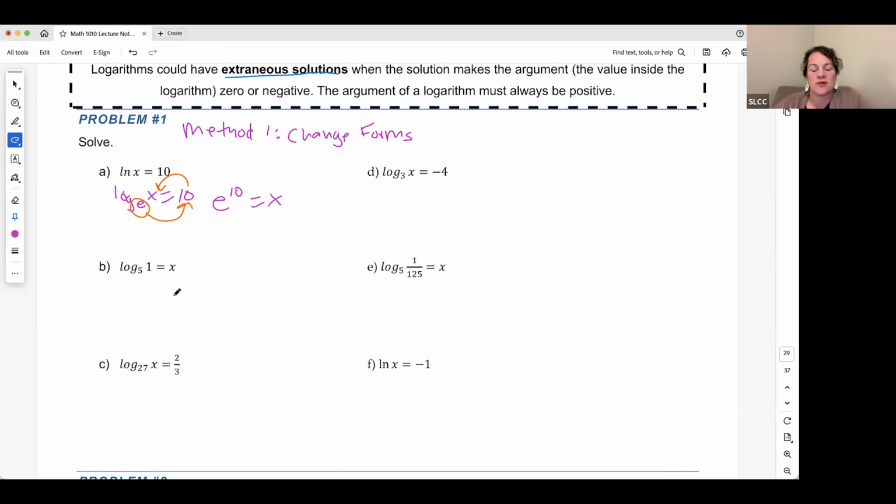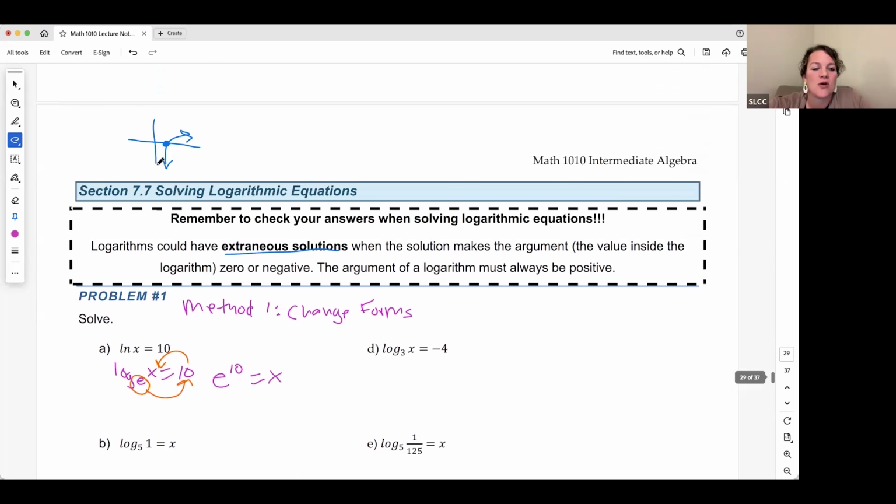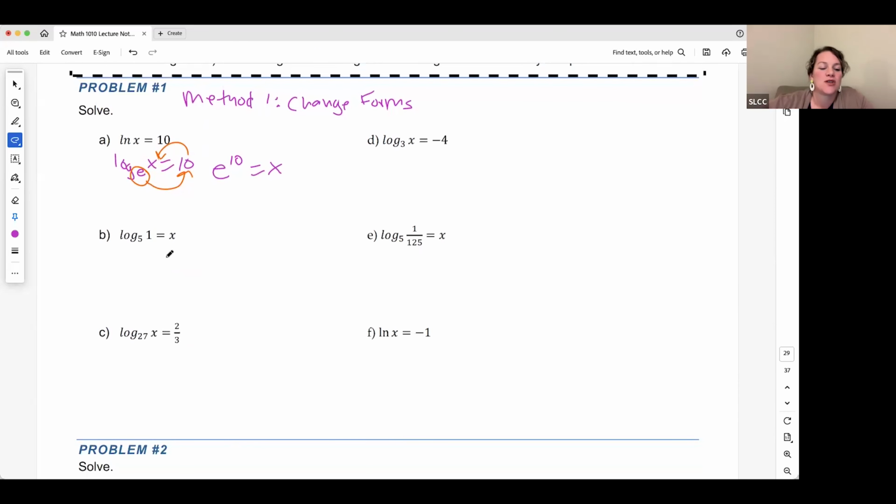All right, let's look at B. Log base 5 of 1 equals x. There are a few things you could notice about this one. First of all, x is already isolated. Secondly, we're taking the log of 1. What's the log of 1? 0. There it is. That's our special anchor point, right? (1, 0). You could punch this in your calculator using the change of base formula, or you could just remember the log of 1 or the natural log of 1 is 0. So, boom, x equals 0. There's no changing forms because x is already isolated.